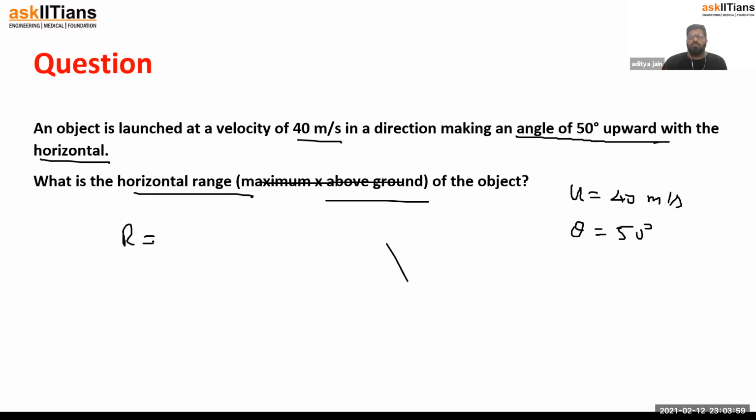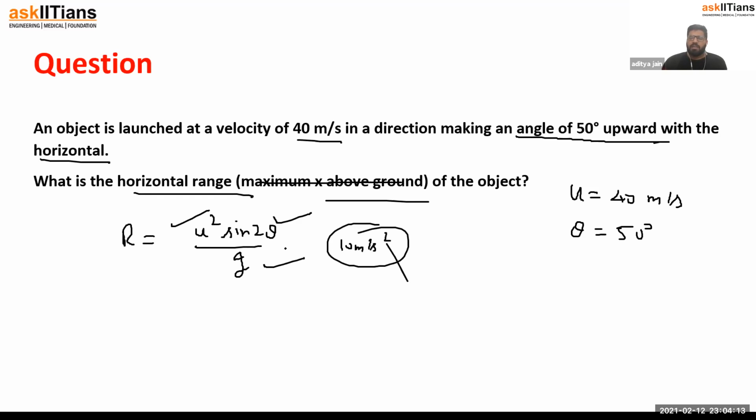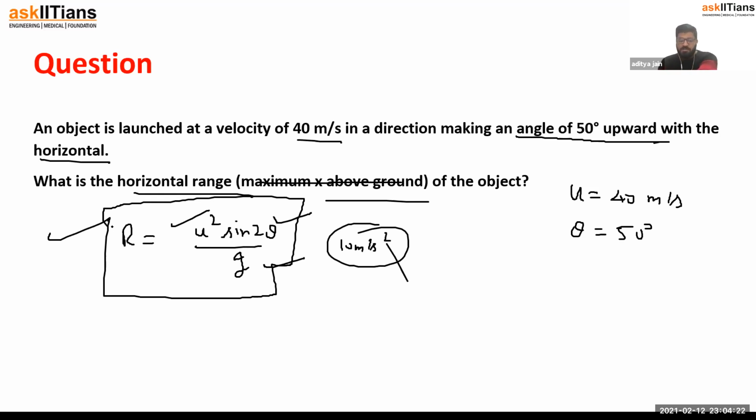You know the formula for horizontal range: it is u square sine 2 theta by g. You know the value of u, that is 40 meter per second. You know the value of theta, that is 50 degree. You know the value of g, that can be taken as 10 meter per second square. So can't you calculate the range? You will be easily able to calculate the range. Clear? So this is a perfectly formula based question.